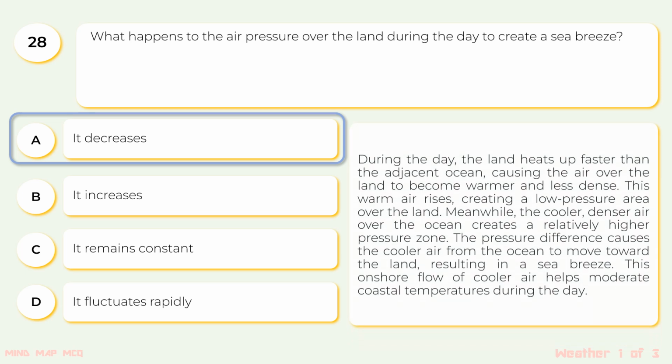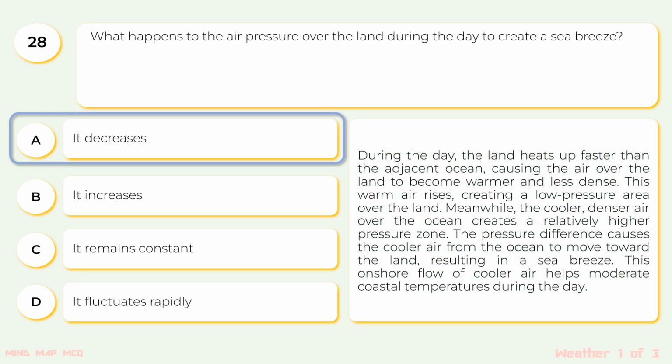It decreases. During the day, the land heats up faster than the adjacent ocean, causing the air over the land to become warmer and less dense. This warm air rises, creating a low pressure area over the land. Meanwhile, the cooler, denser air over the ocean creates a relatively high pressure zone. The pressure difference causes the cooler air from the ocean to move towards the land, resulting in a sea breeze. This onshore flow of cooler air helps moderate coastal temperatures during the day.